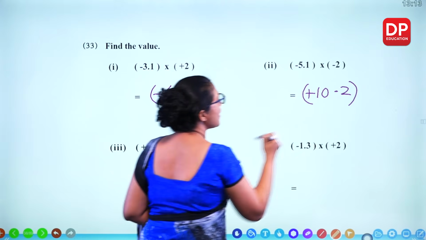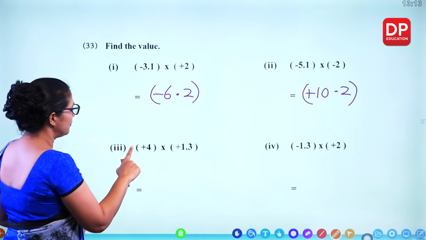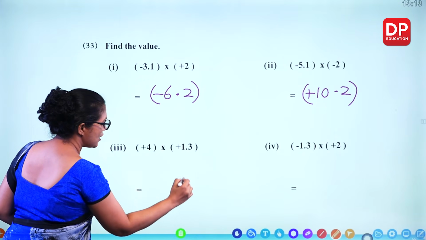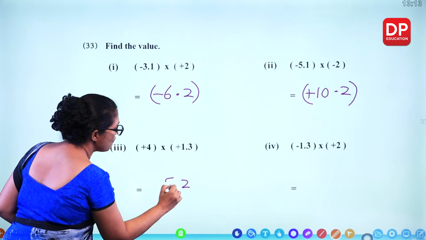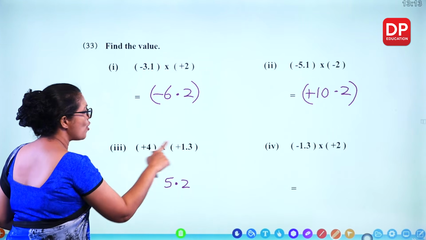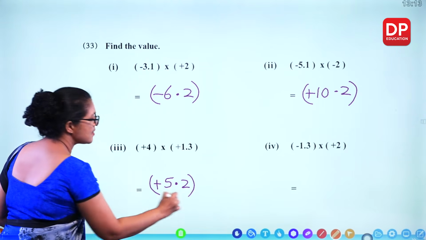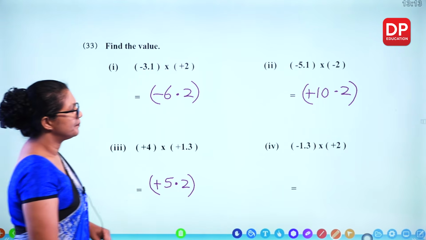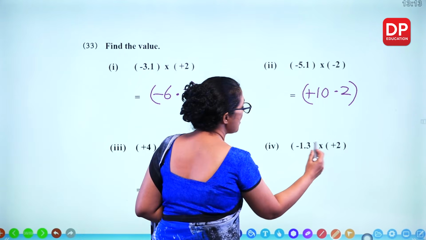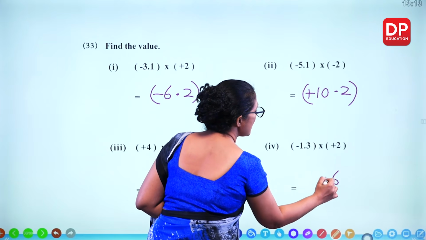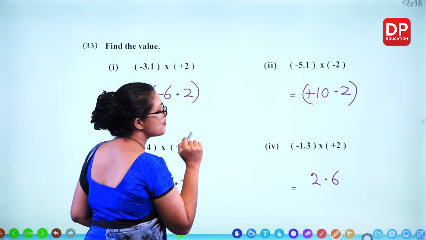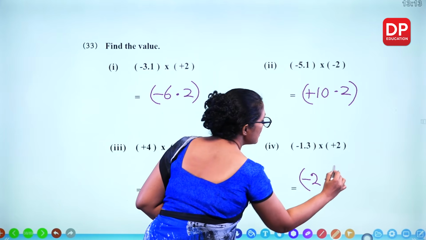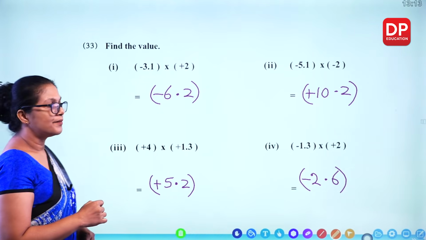You get plus sign. 4 times this. 4 times 3, 12. 1 remaining. 4 times 1, 4 plus 1, 5. So 5.2. Both positive means answer is positive. This one multiply by 2. 6 and 2. 1 is negative and 1 is positive. Answer is negative.